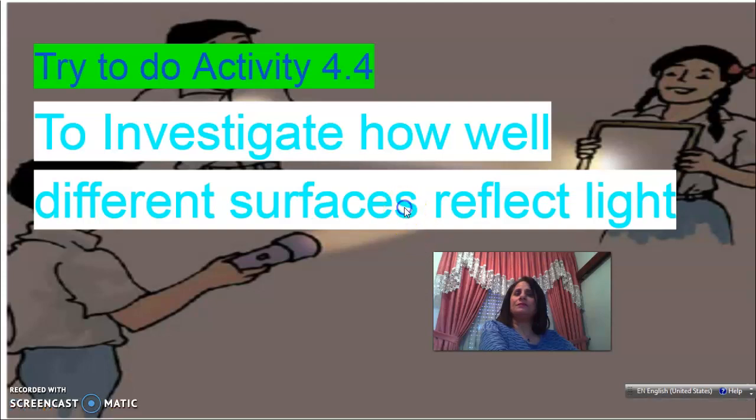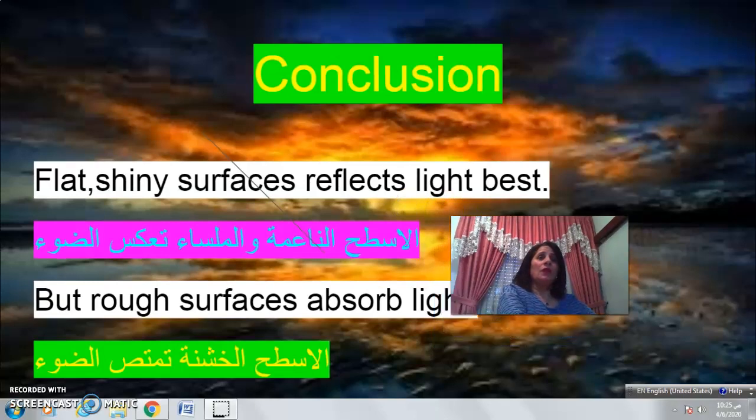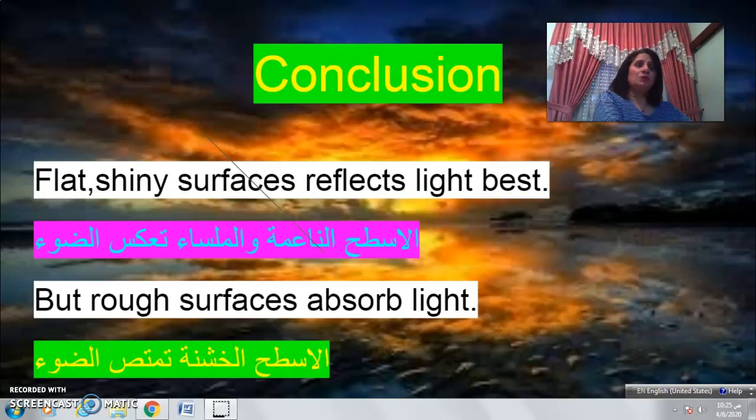Another thing we want to talk about. After we conclude, I want you to remember alone for a few minutes what we have taken today. Mirrors, wood, and paper. We took only 3 examples today, and when you do the activity, you will find more materials that reflect light or absorb light.